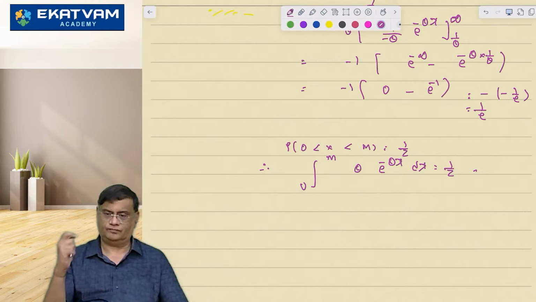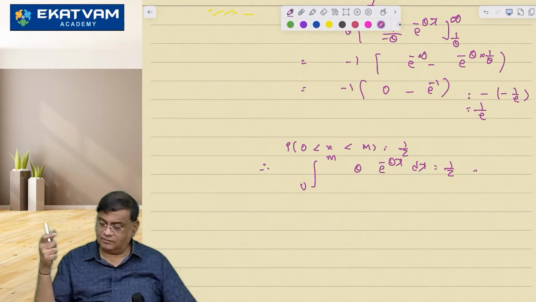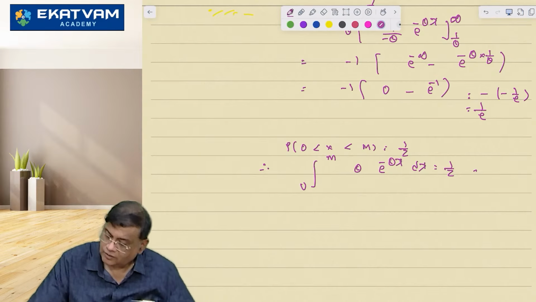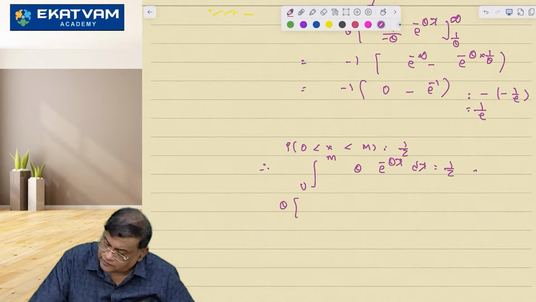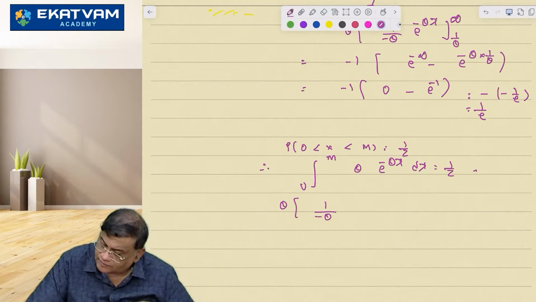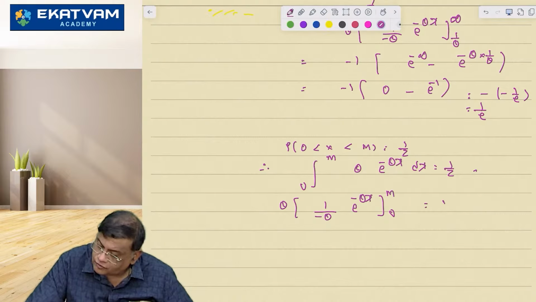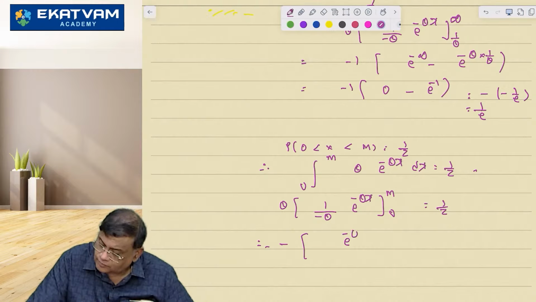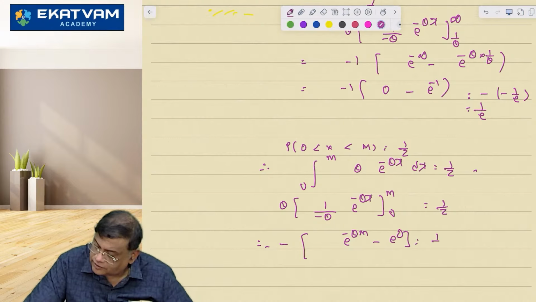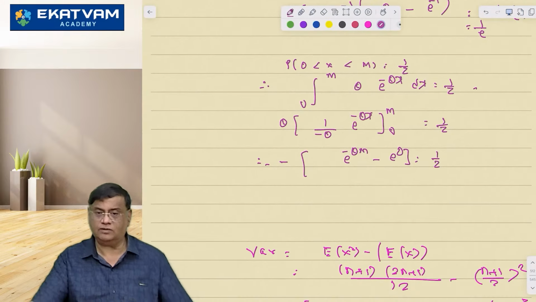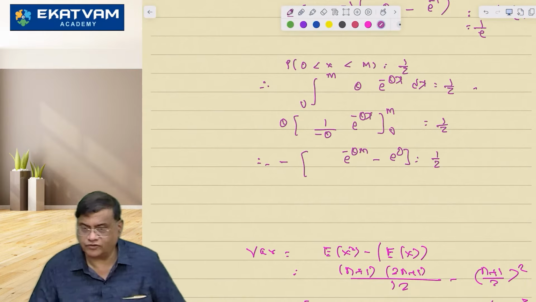Alright. By and large this is a good question. So it is theta kept as it is, 1 upon minus theta, e raised to minus theta x from 0 to m should be equal to 1 by 2. So theta, theta cut, it is minus. Now e raised to minus theta m minus e raised to 0 is 1 by 2. Understood? Good question.